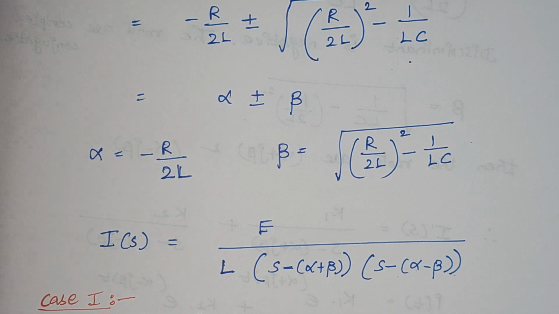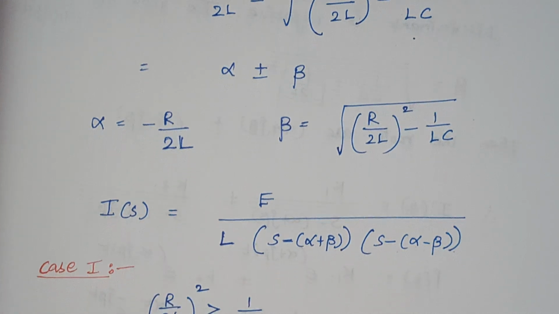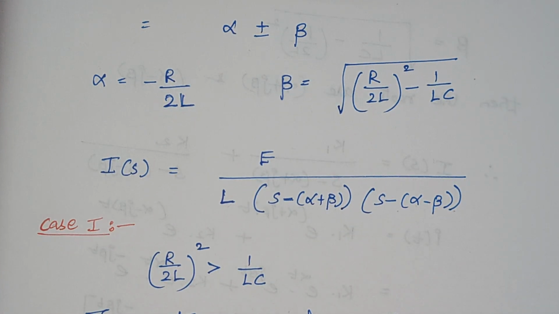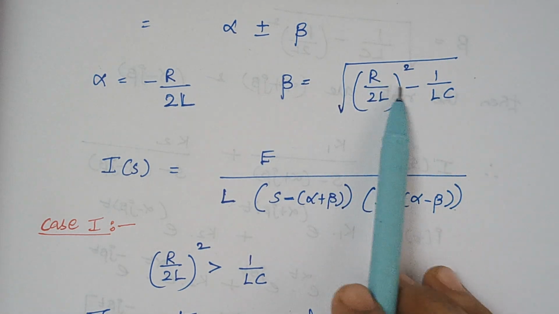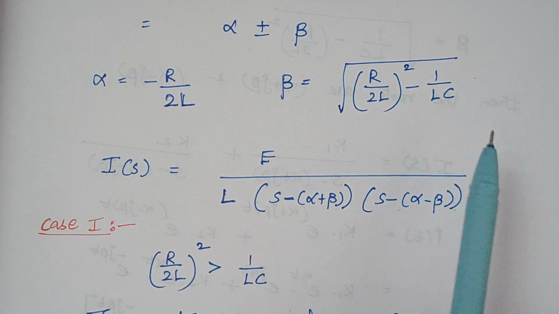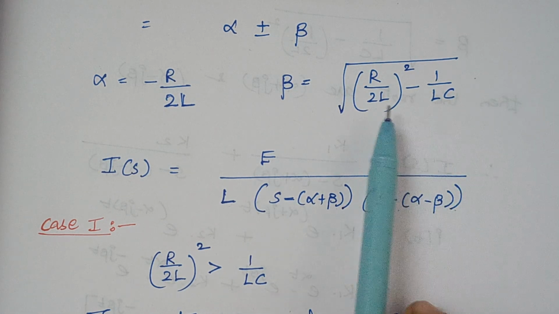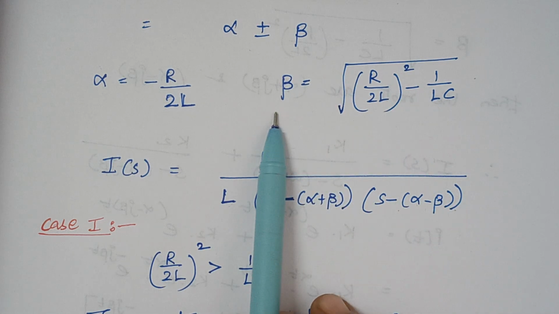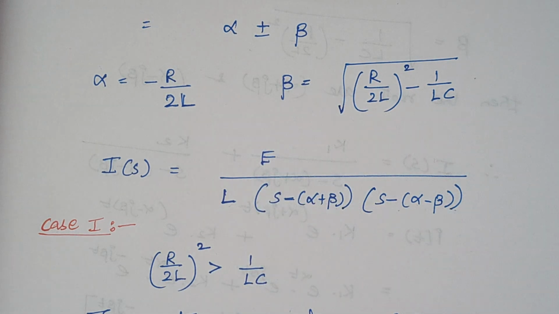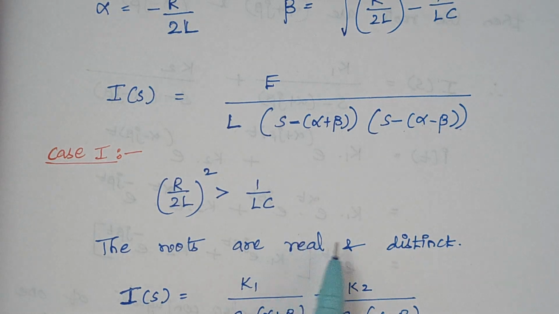That's it. So next thing is, we are having 3 different cases. We are going to solve one by one. Here the first case is, we are looking at this part: when this value is greater than 1 by LC, what happens? The value of beta will be positive. Therefore the roots are real and distinct. You will be having real values but different values.